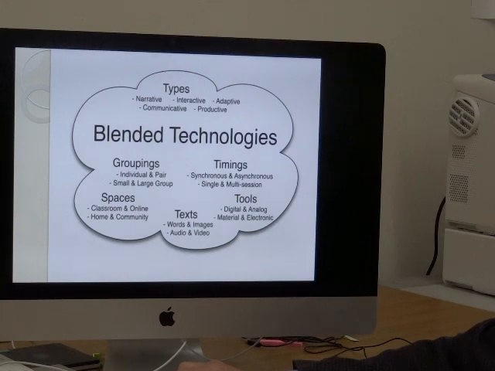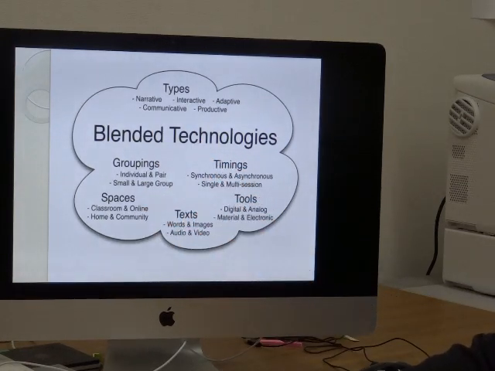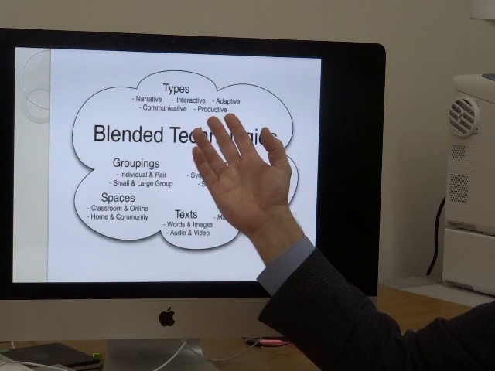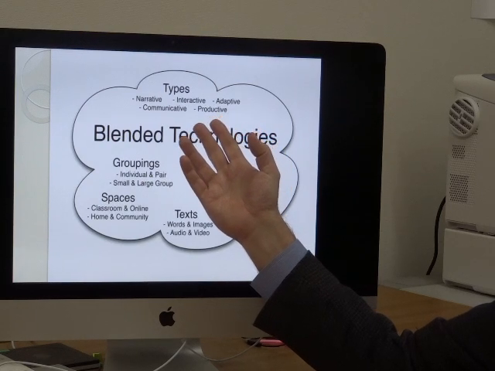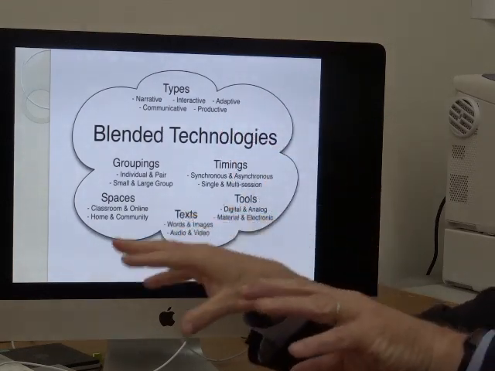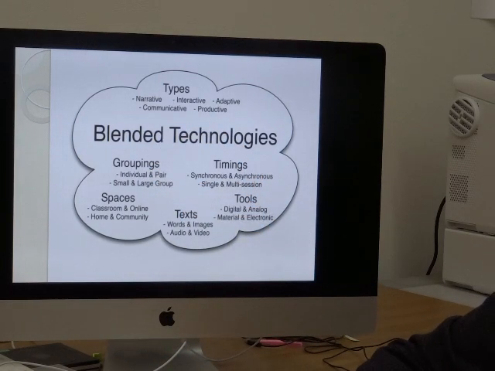First of all, you have to have a framework. What is a framework? A framework is how you describe the learning and teaching in a classroom. Now, here are 6 different categories in a blended learning framework. These are dimensions. First of all, the types of learning that are going on, the types of actions. You have lectures, which are narrative. You have interactive pair discussions. You have adaptive learning, where individualized learning changes as the student learns. You have communicative learning, group work, pair work, discussions, and productive learning. These are the categories from Lorillard in her book on the learning process. And productive categories are giving demonstrations and performances.